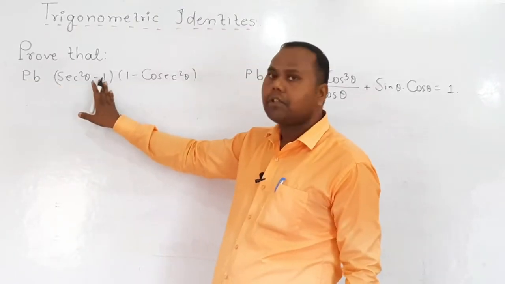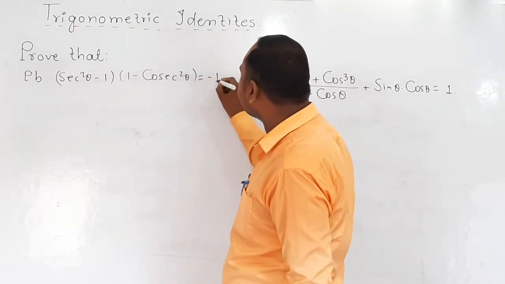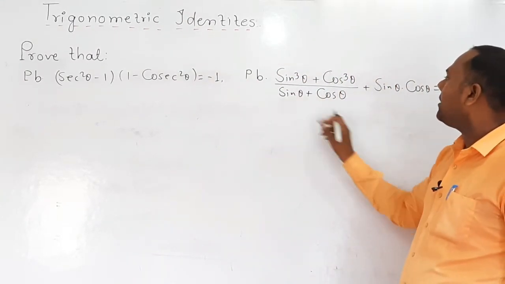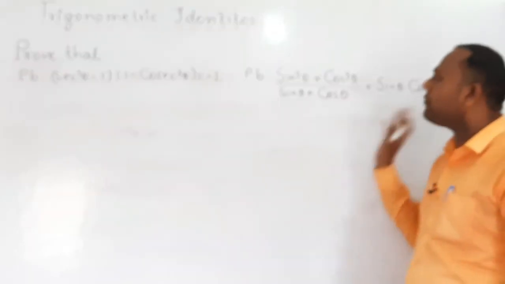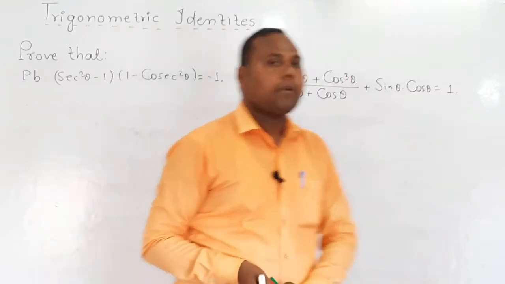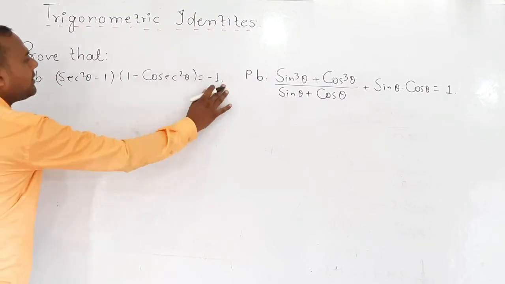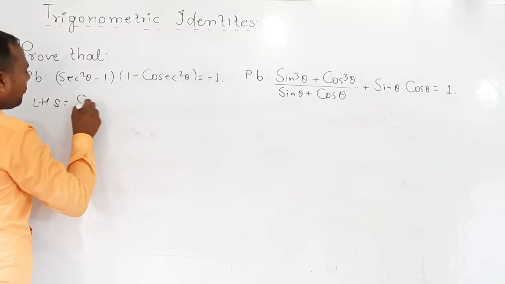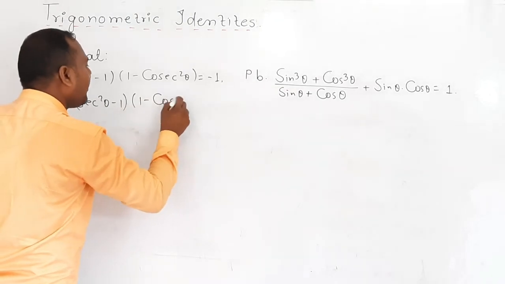The next question is (sec² θ − 1)(1 − cosec² θ) equal to, and the problem number 2 equal to (sin³ θ + cos³ θ) divided by (sin θ + cos θ), plus sin θ cos θ, will be equal to 1. Here two types of problem. Now the first question is, and this is the LHS part and this is the RHS part. Now LHS will be equal to (sec² θ − 1)(1 − cosec² θ).